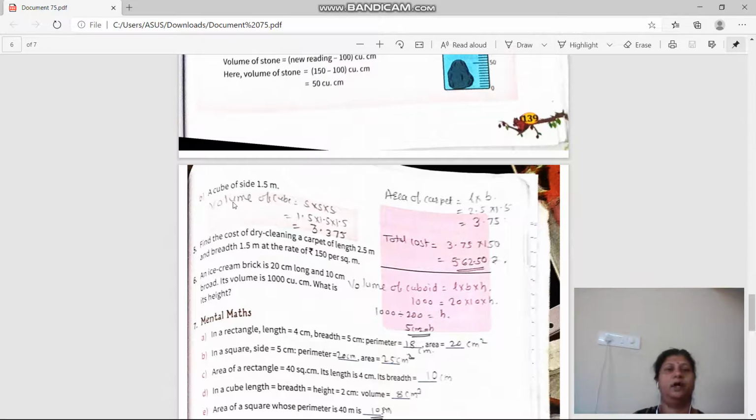So here a cube of side 1.5. So volume of cube is equal to side into side into side. So 1.5 multiplied by 1.5 multiplied by 1.5, we get 3.375. Okay, it is meter cube. Please write here meter cube, because it is given in meter, so it is meter cube. If it is in centimeter, then it is centimeter cube. Okay, so next, just 1 second.